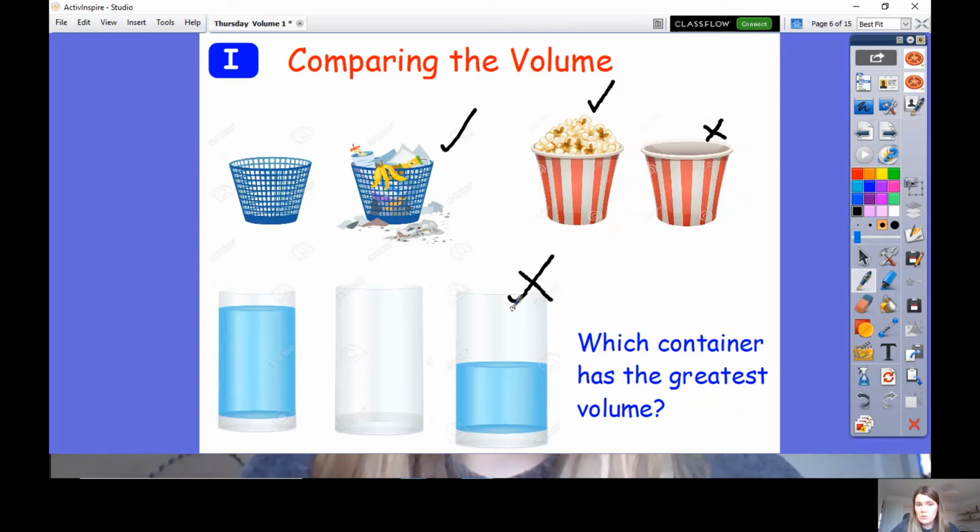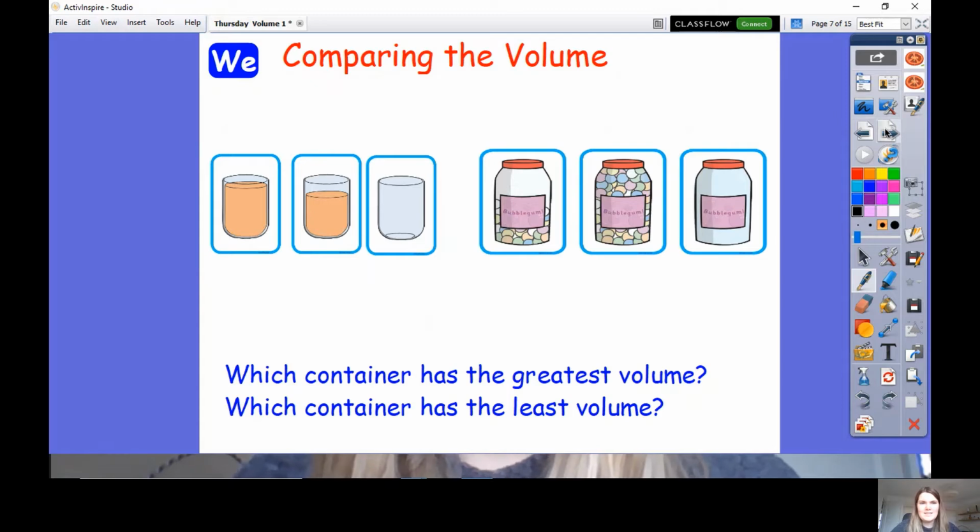Because there's one that's got more liquid in. Why would that be the greatest volume? Well done, because it has more, it has a greater volume. There is more water in it. Fantastic. Would it be the empty one? Absolutely not. Fantastic. Okay, let's see if you can do this yourself.